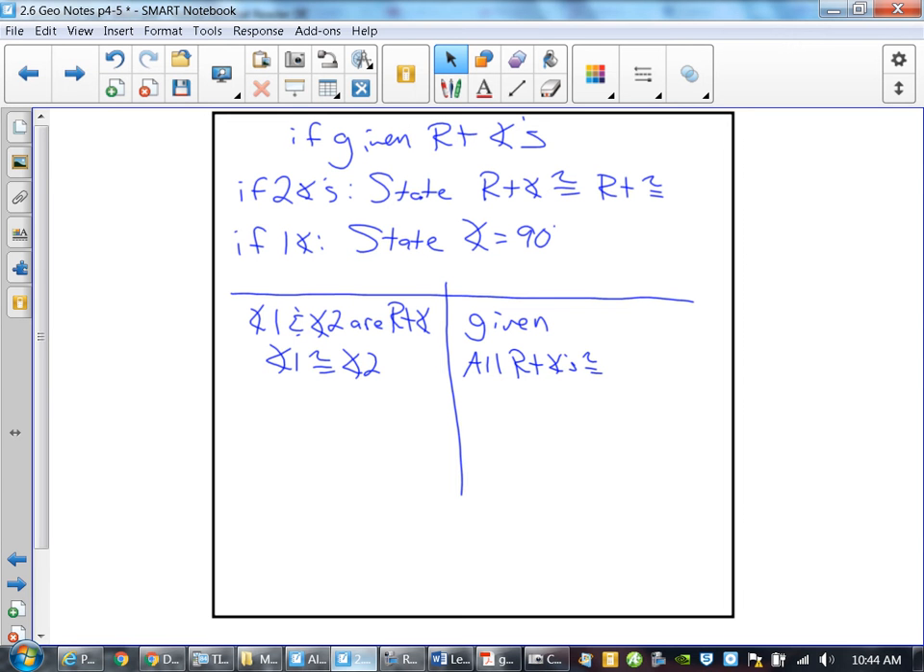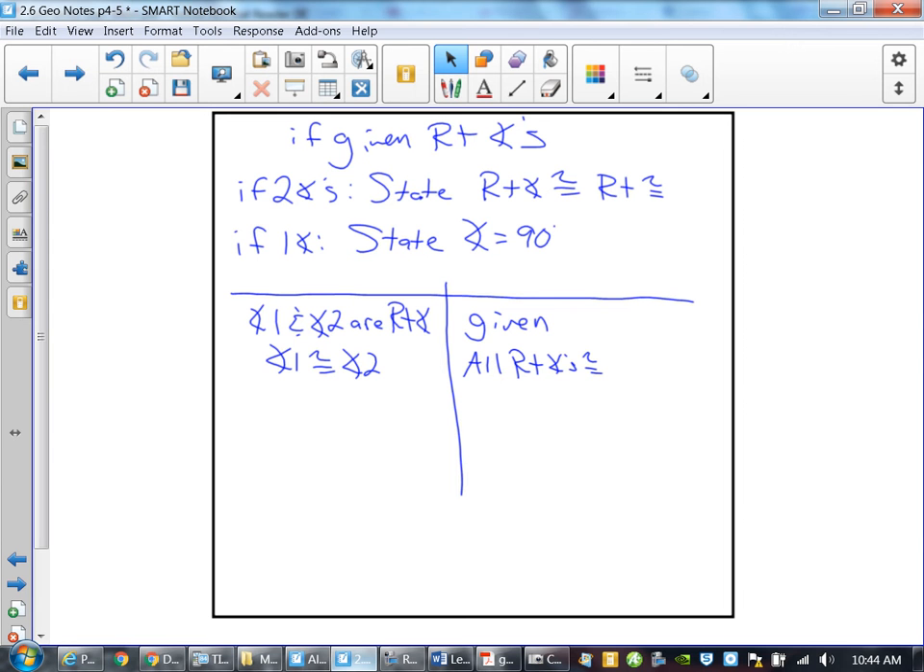Remember, if it says angle 1 is equal to angle 2, because maybe in the problem they're talking about angle addition at some point in time, that's okay. Then you can switch that to saying all right angles are equal, depending upon the problem. Sometimes it'll work either way. It's not a big deal.